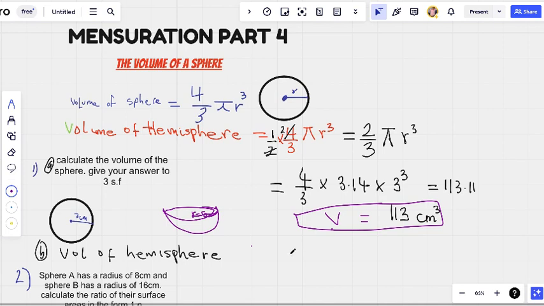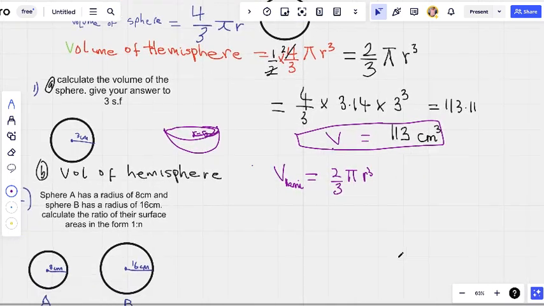Calculate the volume of the hemisphere for this particular one. So volume of hemisphere, I put VH or V hemi so that you can easily relate. Volume of the hemisphere is equal to 2 over 3 pi r cube. Remember that. So we substitute our radius into this formula, and then we'll be able to get our volume of the hemisphere. All we need to do is to substitute the value of the radius into the formula.